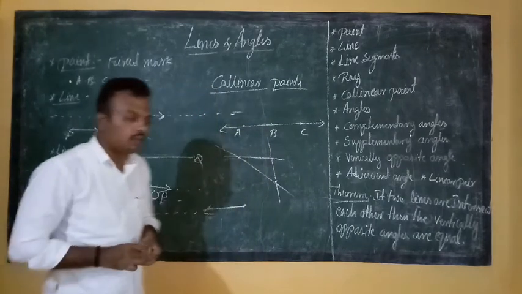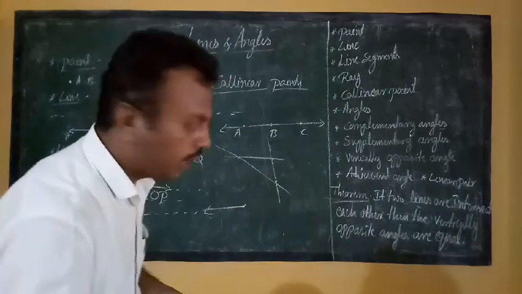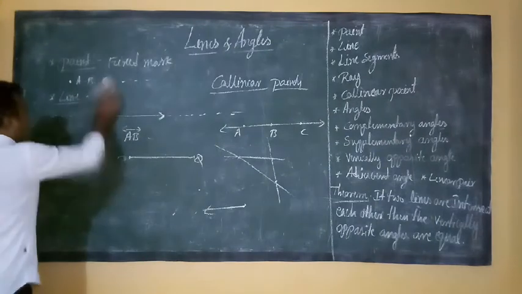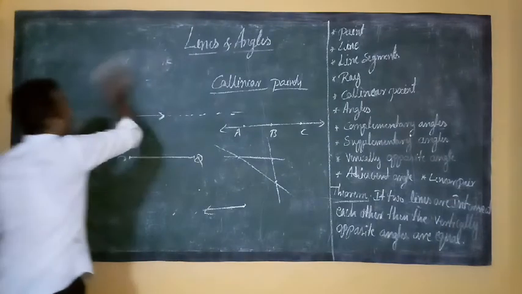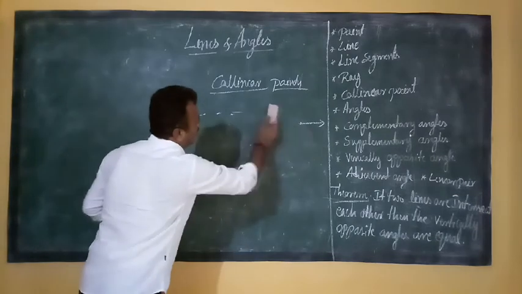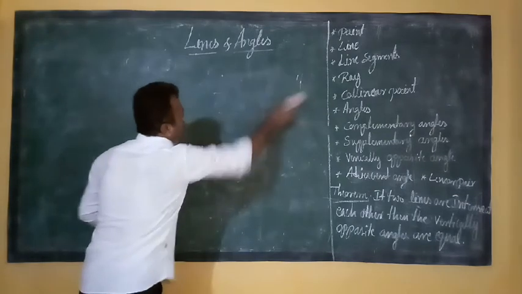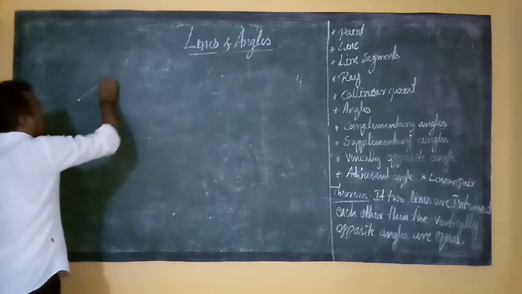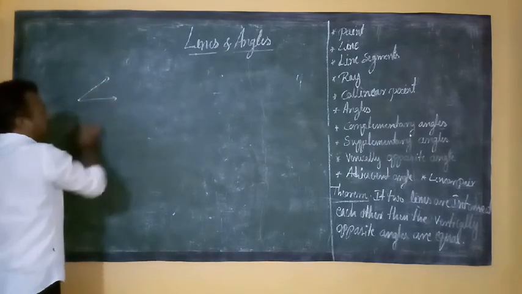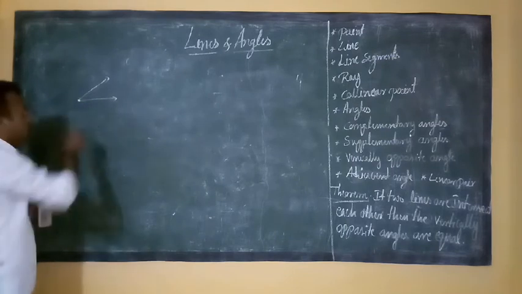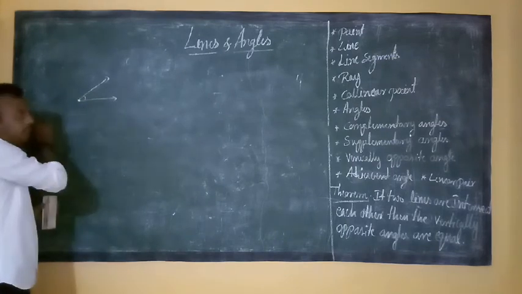Come to angles. What do you mean by angles? We already learnt angles last year and before, types of angles, correct? So two rays form an angle. Two rays that start from a single point form an angle. This is an angle, correct?